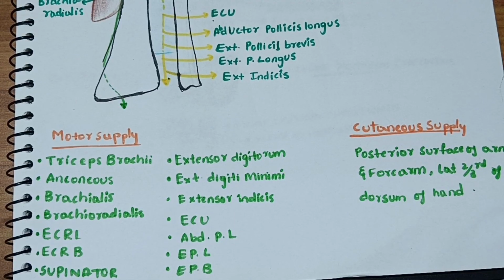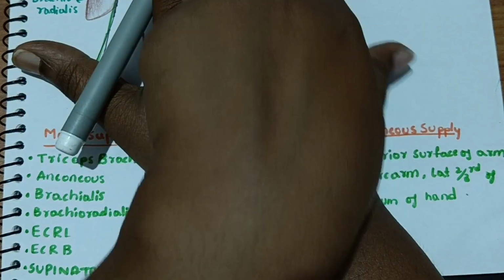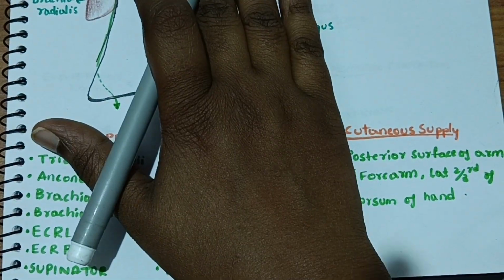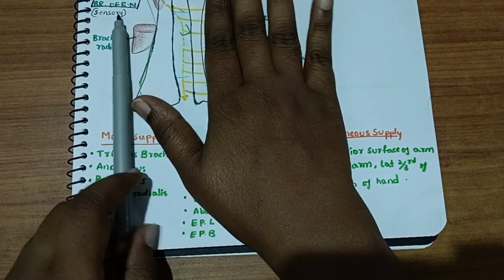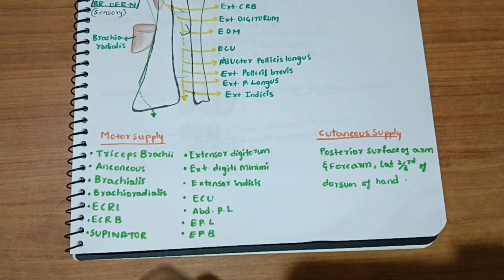Now the cutaneous supply. The cutaneous supply by the radial nerve is the complete posterior aspect of the upper limb: the posterior surface of the arm and forearm and the lateral two-thirds of the dorsum of the hand. This is the lateral part of the dorsum of the hand.